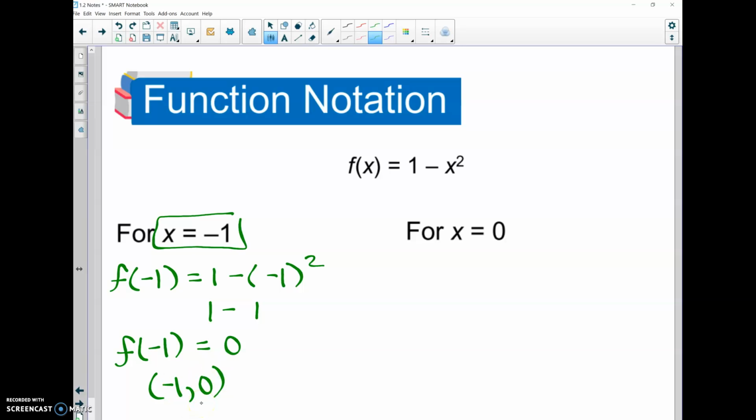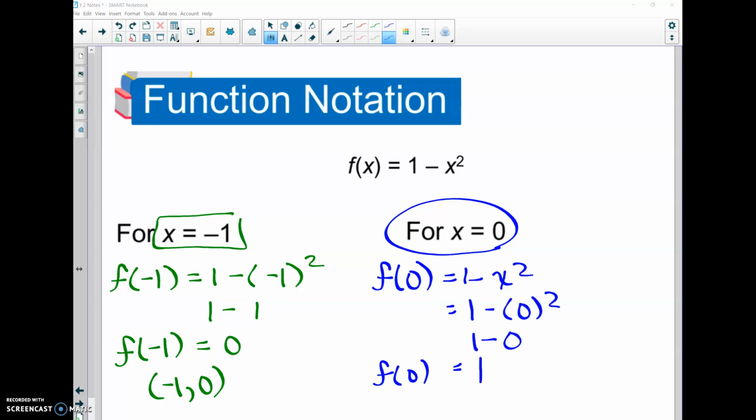Go ahead and take a minute and solve for f of x when x equals 0. If you said 1, you are correct. So f of 0 equals 1. The ordered pair, if you were to graph it, would be (0, 1).